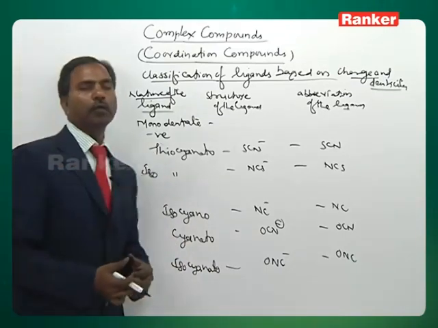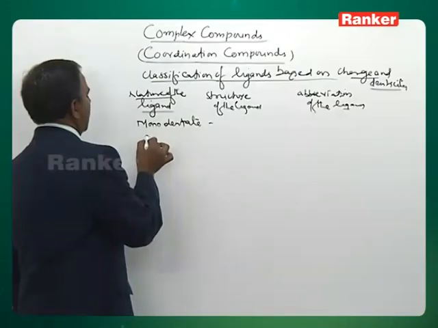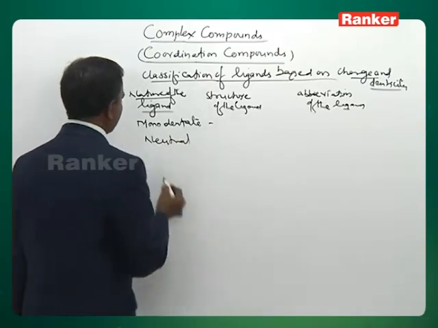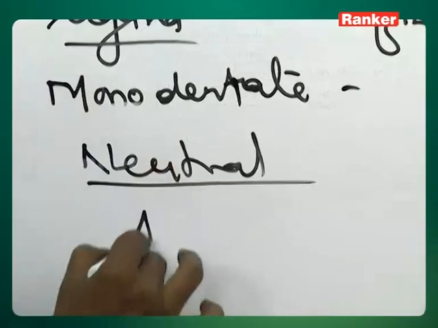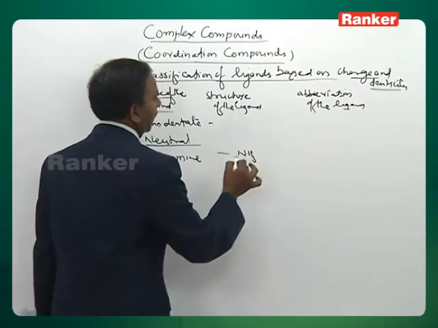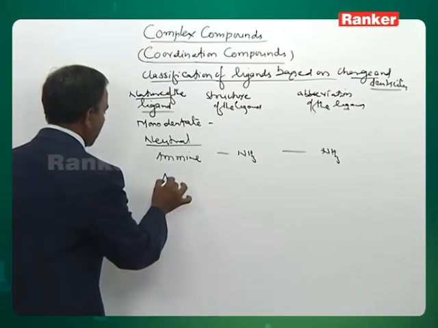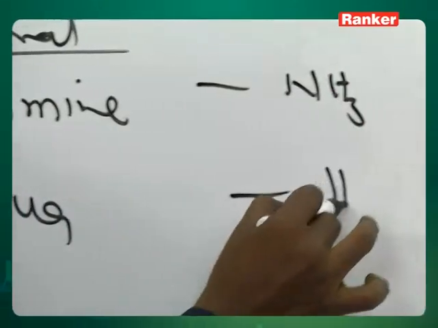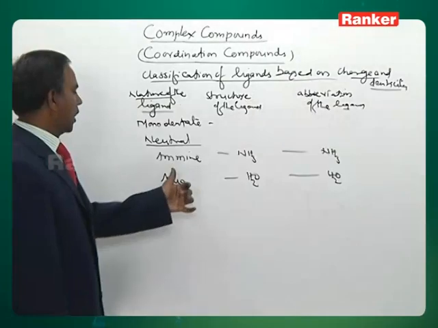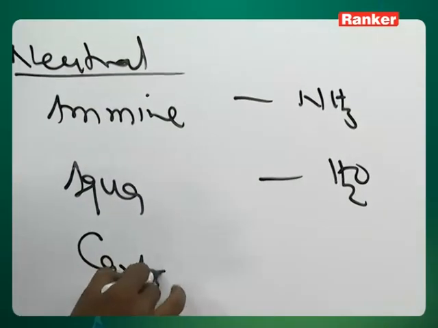In the same monodentate, neutral ligands are there. Let me show some of the monodentate neutral ligands. Now monodentate neutral. Under monodentate neutral, let us take amine. Amine, simply it is NH3, and it is also shown as NH3 in the complex. Second one, aqua ligand. Aqua is nothing but H2O. Then it is actually simply shown by H2O.